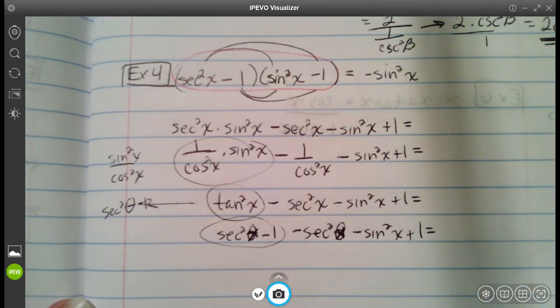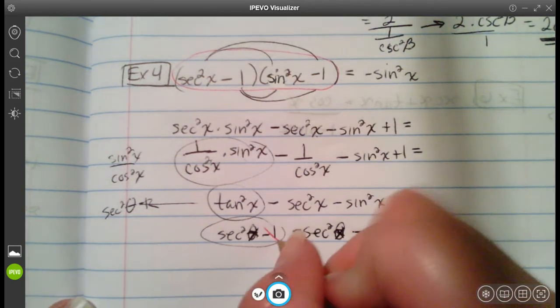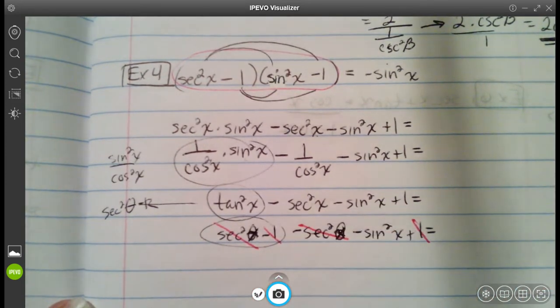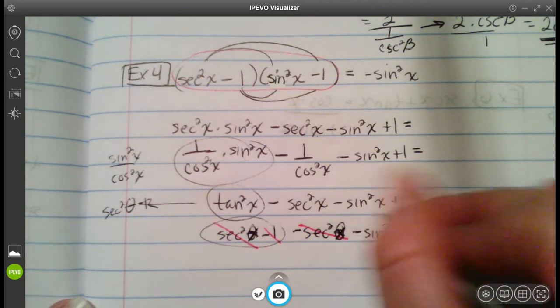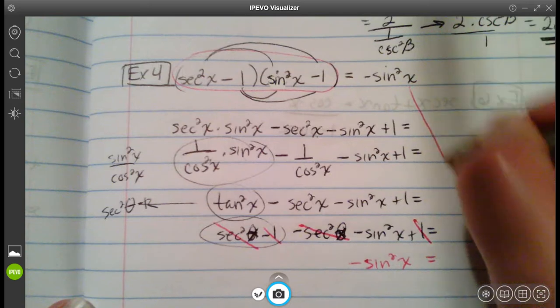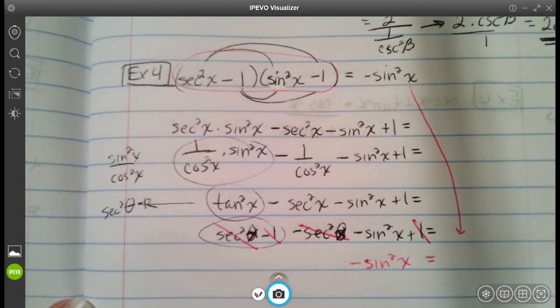Okay, now check this out. We have minus 1 plus 1. We have secant squared x minus secant squared x. And what is left over? Negative sine squared x, which is what we wanted.